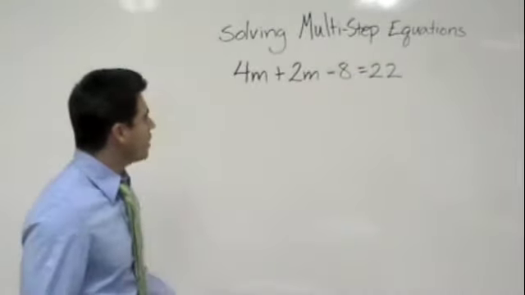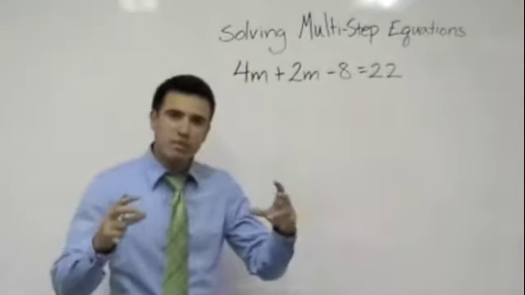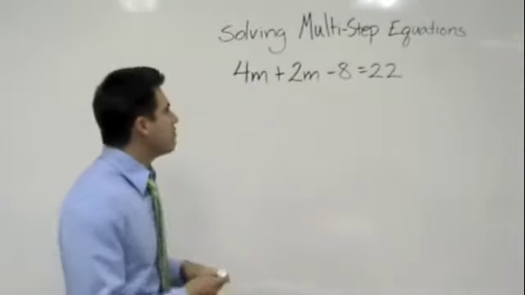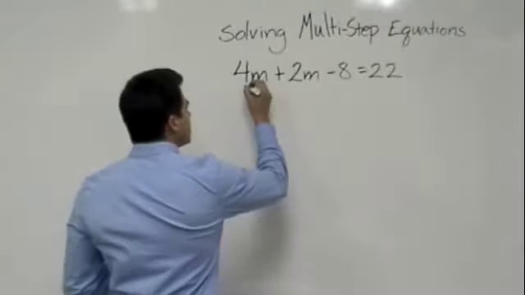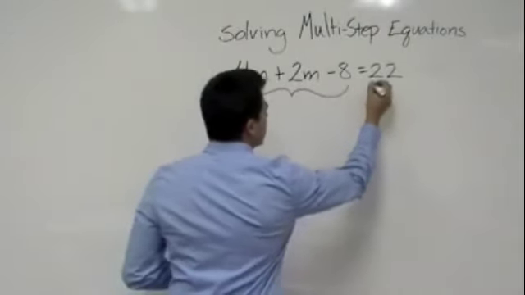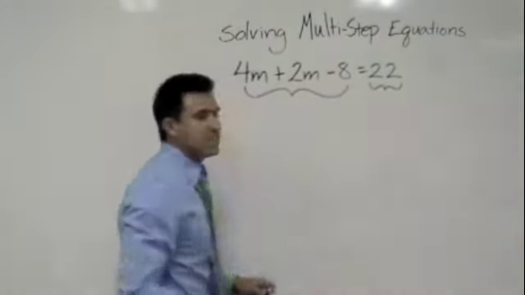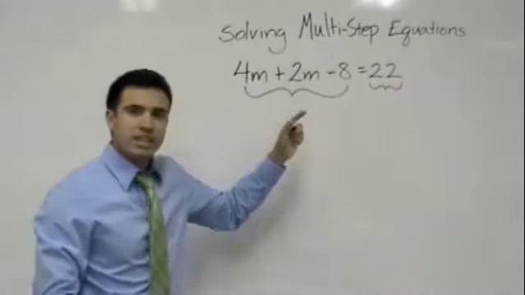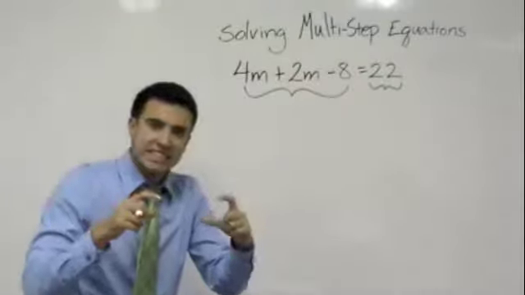The first thing we want to do is simplify everything. We want to make it look nice and clean. What that means is we want to go ahead and combine like terms for each side of the equal sign. Since 22 is by itself, we don't have to do anything. But on this side, we can combine like terms to make it smaller, condense it.